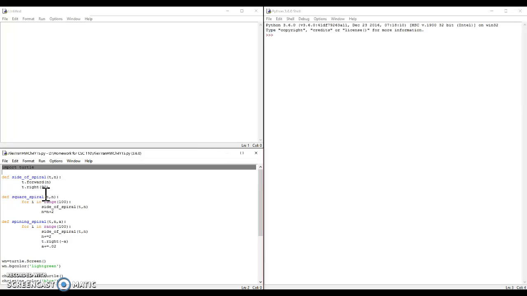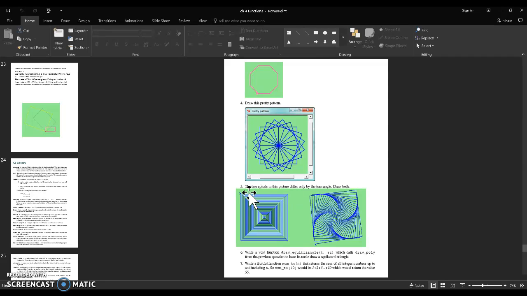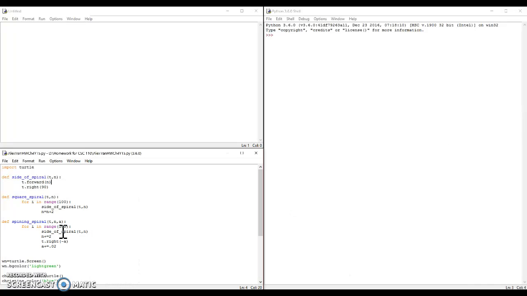I import turtle. I defined my side of the spiral, which is t comma n, because the repeated side of the spiral here is always increasing, and as you can see, the turtle is on the outside, not the inside. So it doesn't end on the inside, it ends on the outside. So what I had to do was add to the side of the spiral instead of subtracting.